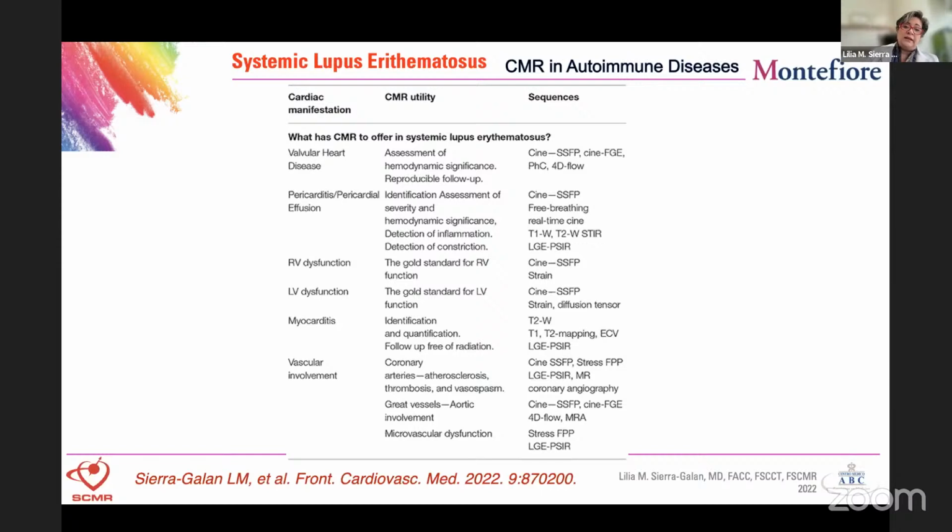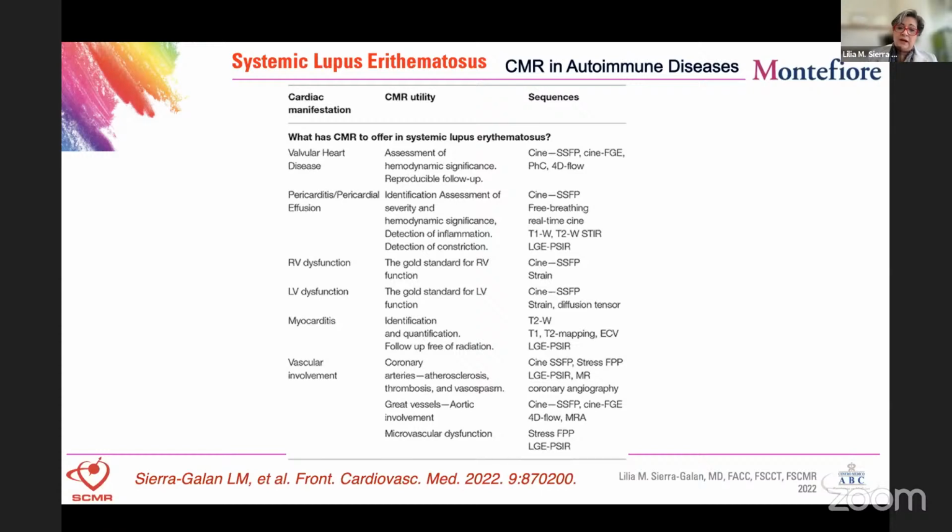For right and left ventricular dysfunction, well, CMR is the gold standard, and we are going to use CINE SSFP, or we can go further and use strain and diffusion tensor. Then for the identification of myocarditis, we are going to use T2 weighted with the STIR, all the newer mapping techniques in T1, T2, and the extracellular volume, and obviously the presence and characteristics of LGE.